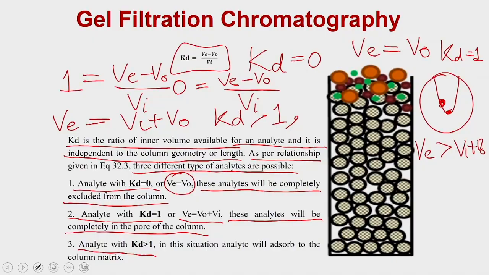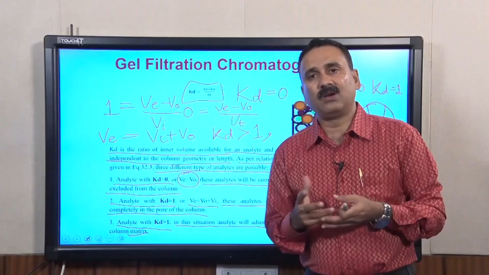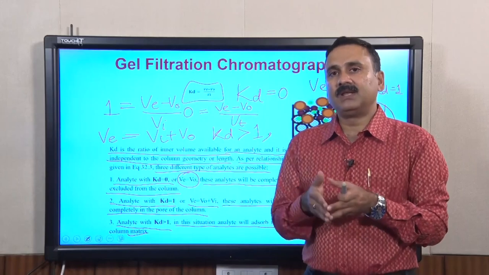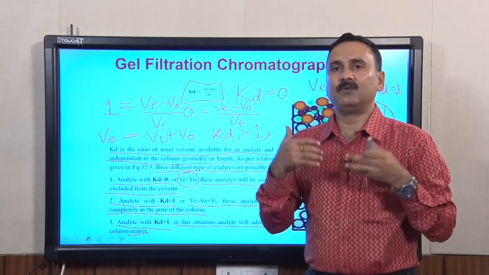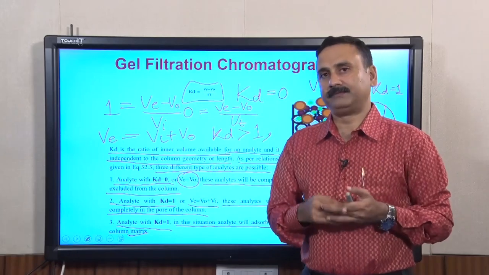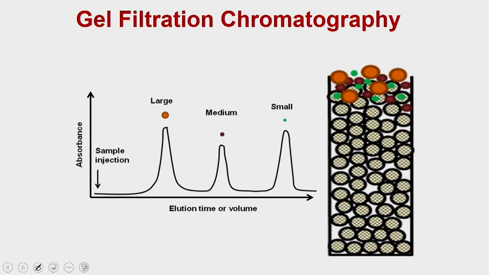So that is why, if the KD is bigger than 1, in this situation the analyte will be adsorbed onto the column matrix. If that happens, you have to wash this column, strip this particular molecule from the beads, and then repack the column, and it is going to destroy the column packing. So this is what we are talking about.